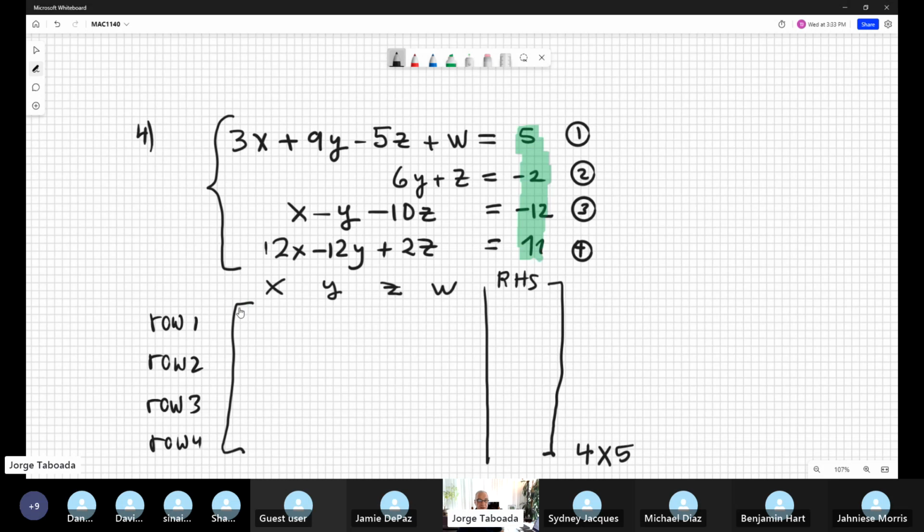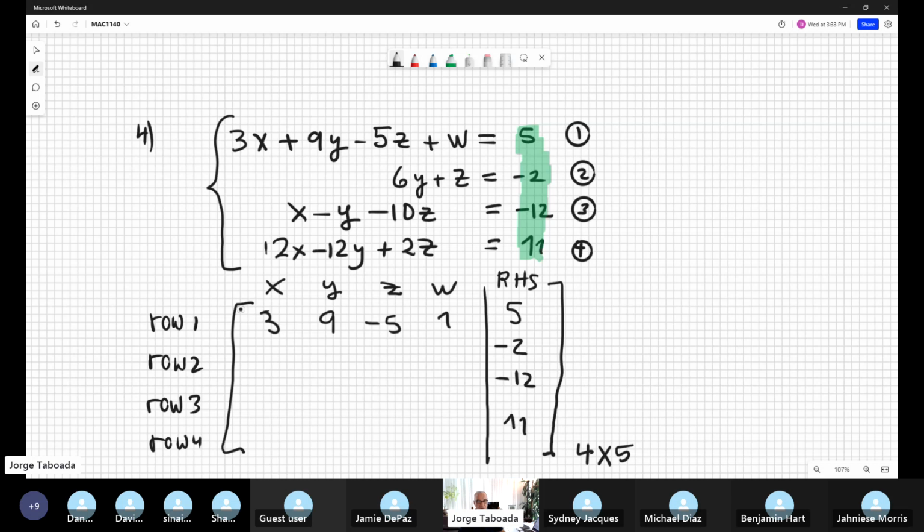If you want, you copy directly here. 5, minus 2, minus 12 or 11. Oh no, you copy row by row, much better. Let's say 3 and 9 and negative 5 and 1. And this is my equation 1 expressed in matrix form.